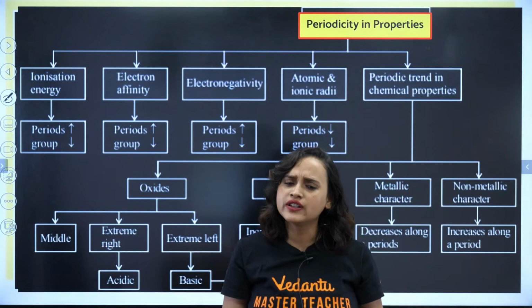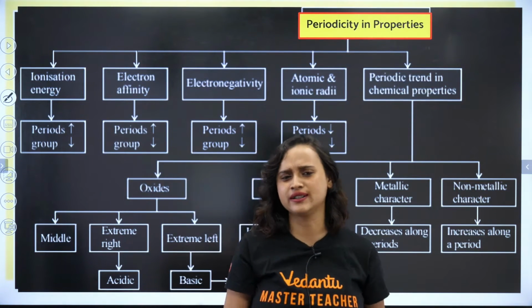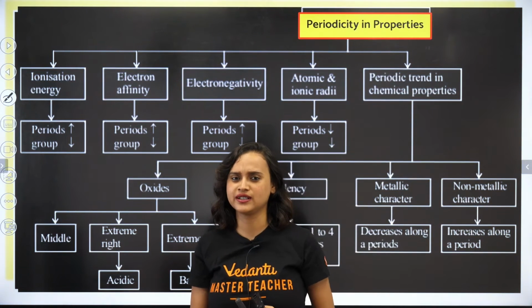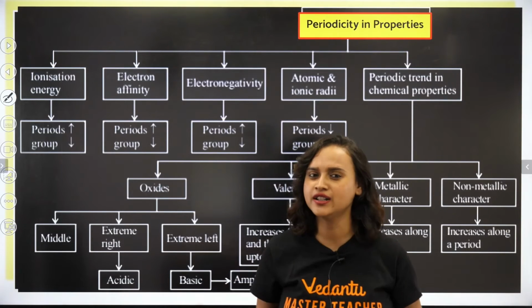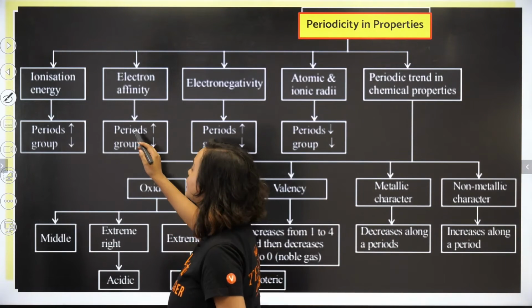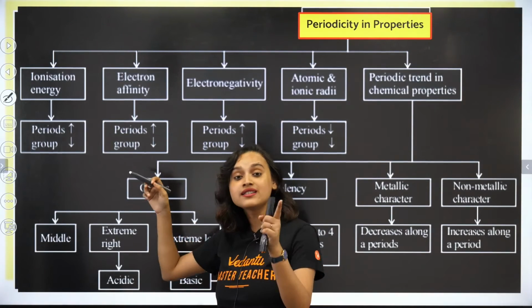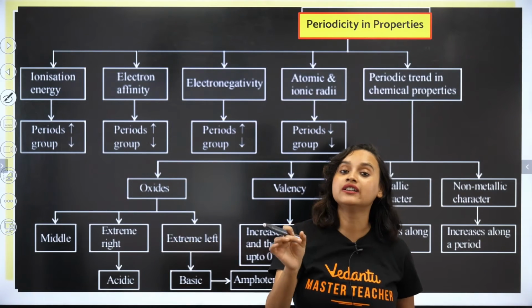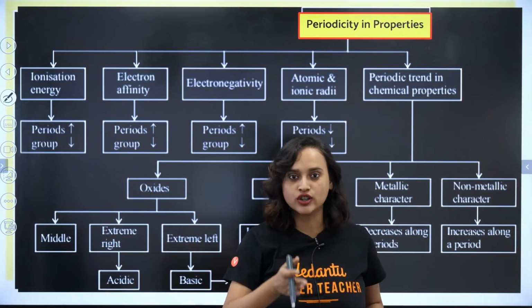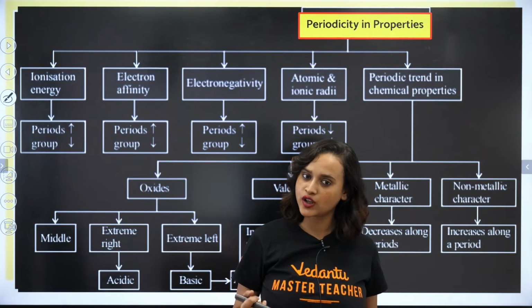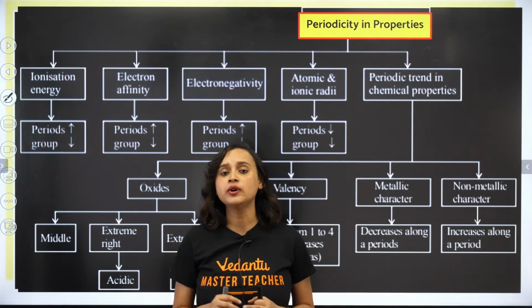Now we come to electron affinity. What is electron affinity? We have studied about it. When you take a look at it across the period, once again you see that electron affinity increases, but down the group, it decreases. All right. Then we come and talk about electronegativity.